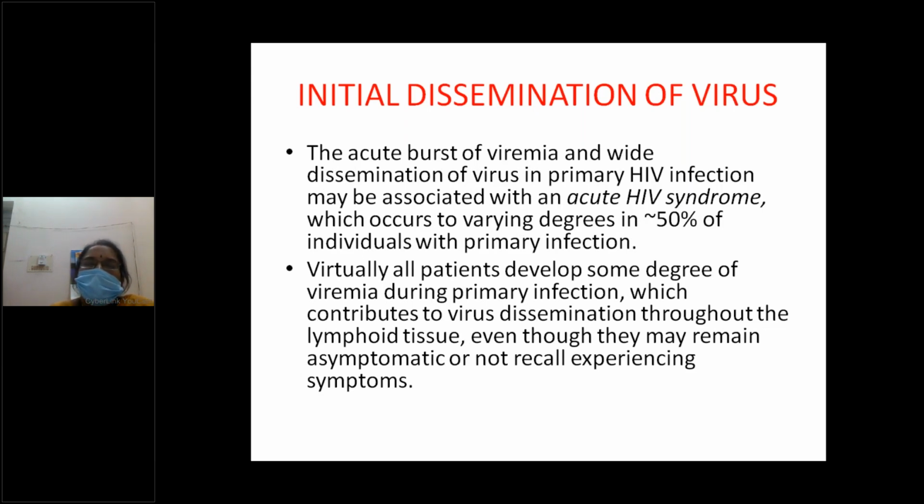The acute burst of viremia and the wide dissemination of virus in primary HIV infection may be associated with acute HIV syndrome, which occurs to varying degrees in 50% of individuals with primary infection. Virtually all patients develop some degree of viremia during primary infection, which contributes to virus dissemination throughout the lymphoid tissue, even though they may remain asymptomatic or not recall experiencing symptoms.